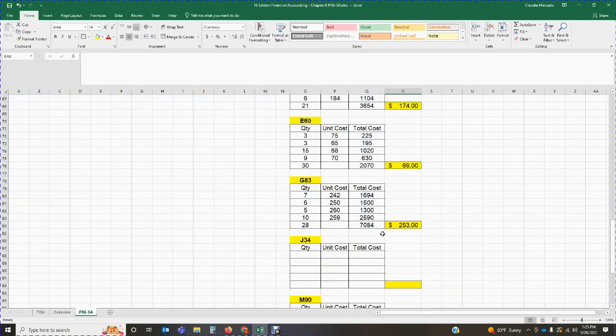Each of them has a different calculation. You take all of the quantities times the unit cost to get the total cost. Once you've got the total cost, you divide that by the quantity, and that will yield the weighted average cost per unit. Okay. So that is G83, now J34.